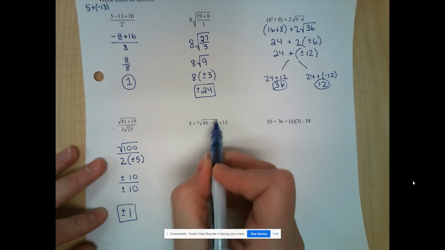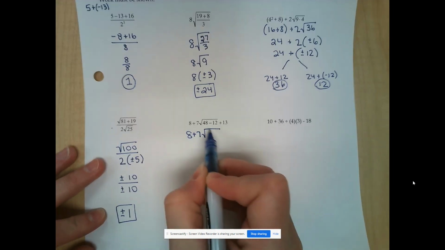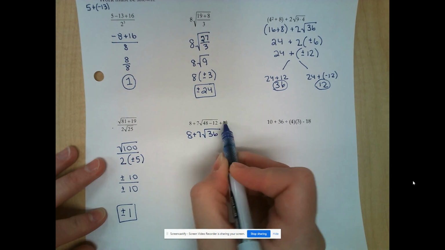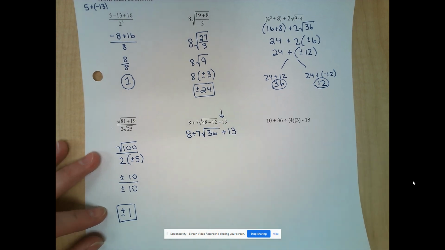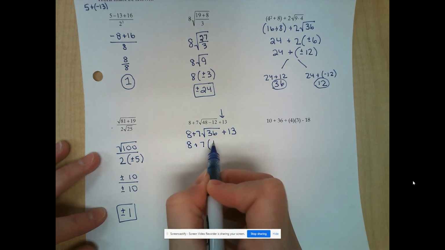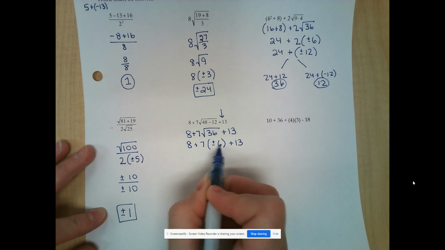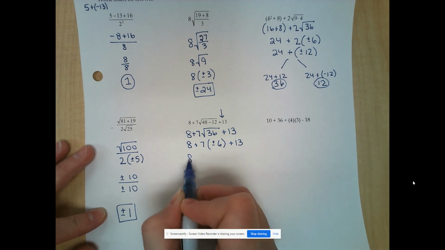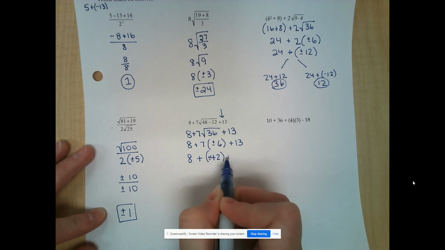This one, we've got a radical. We're going to do whatever is under the radical first because it acts like our grouping symbol. 48 minus 12 is 36. Notice this plus 13, not under the radical. Really important because only the 36 is going to be square rooted: plus or minus 6 plus 13. Now we've got multiplication. We have to wait on the addition because multiplication comes first. 8 plus, this is going to be plus or minus 42.